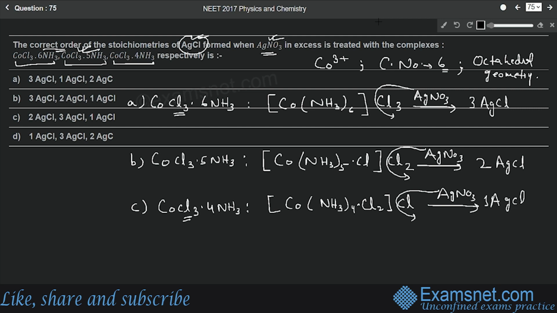Okay, only 1. So what is the order of stoichiometries? In the first one, 3 moles of AgCl was formed. In the second, 2 moles of AgCl was formed. And in the third one, only 1 mole of AgCl is formed. So the order is 3, 2 and 1. Okay. So out of the given options, we can see in the second option we have 3 AgCl, then 2 AgCl and then 1 AgCl. Okay. So this is the correct order. So option B will be the correct answer.